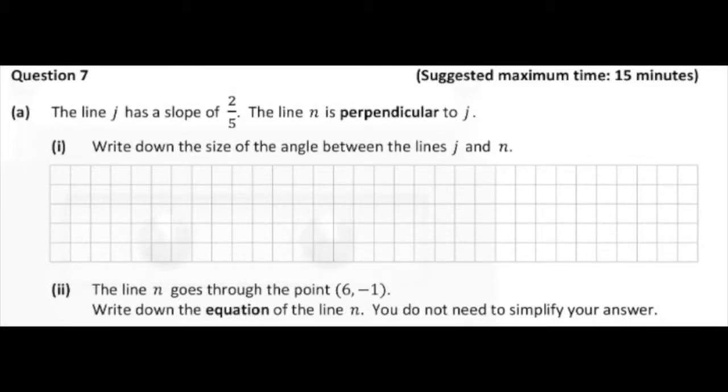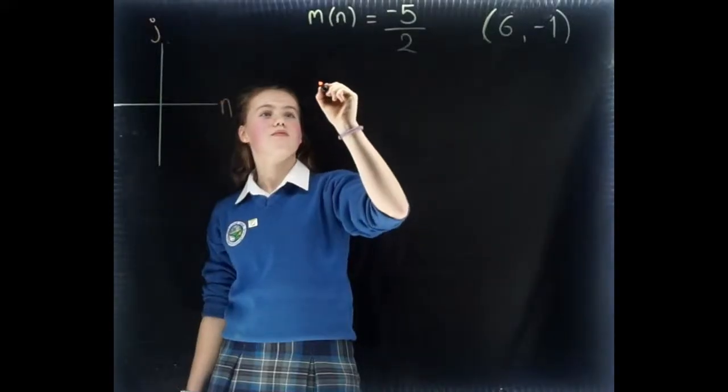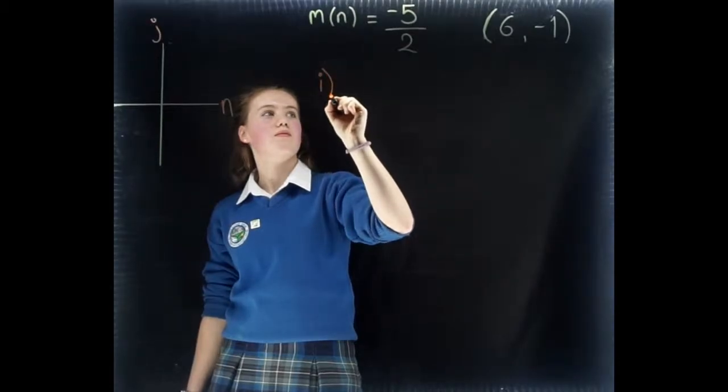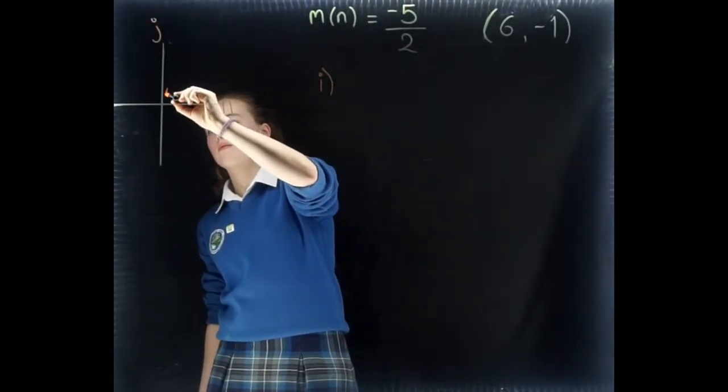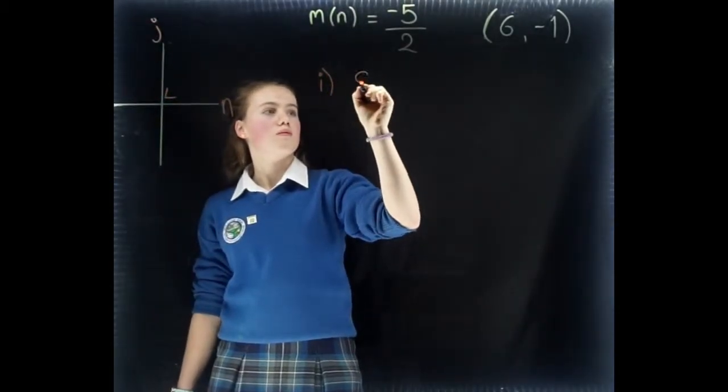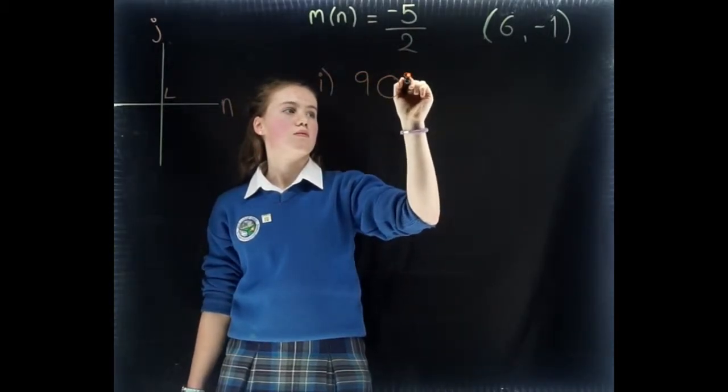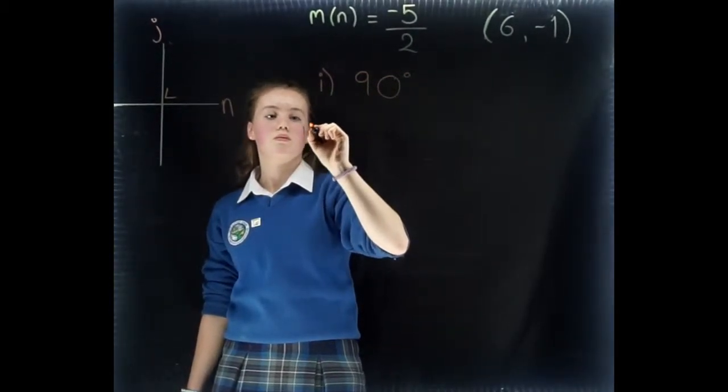In this question, we are told that the lines J and N are perpendicular to each other and asked to find the angle between them. The angle between any two perpendicular lines is 90 degrees.